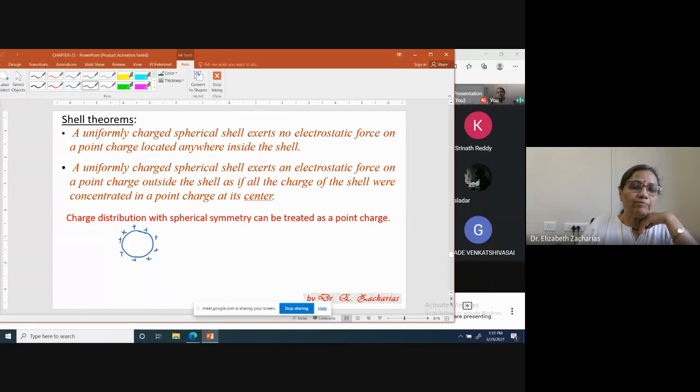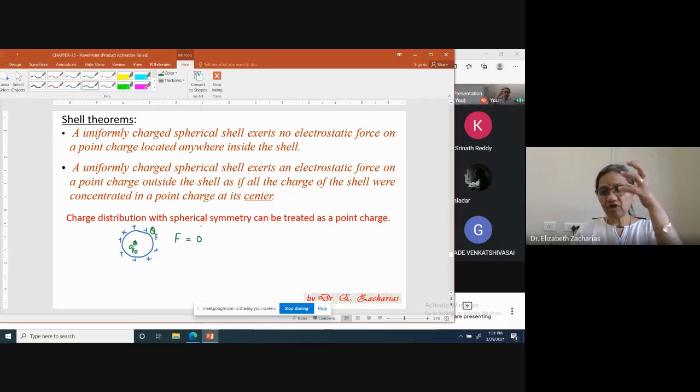So a uniformly charged spherical shell exerts no electrostatic force on a point charge located anywhere inside the shell. Let's say I have a point charge Q naught. Q naught may be positive, Q naught could be negative. Wherever you place it, anywhere inside this shell, Q naught will not be able to sense the charge on the shell. Therefore, the force experienced by Q naught will be equal to 0. So this is what shell theorem 1 says.